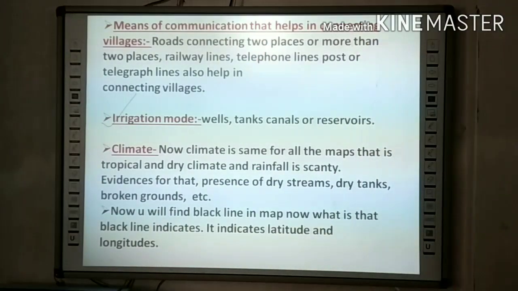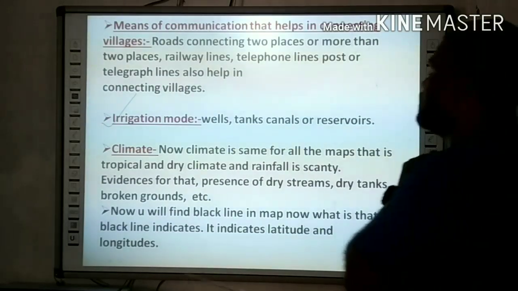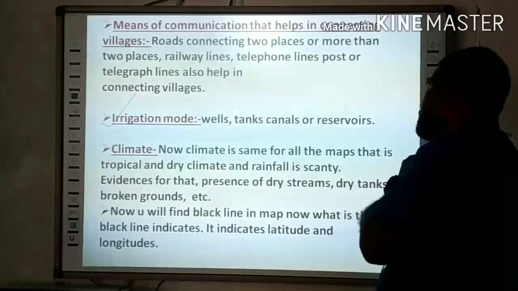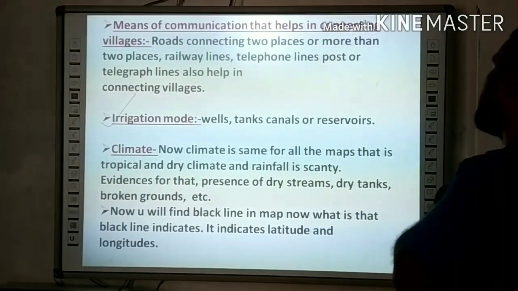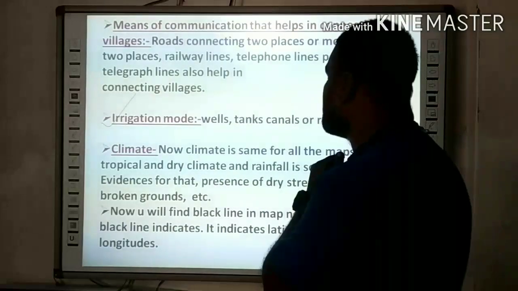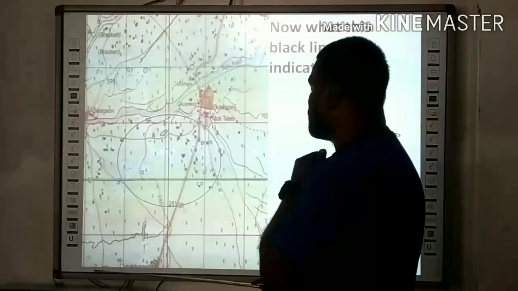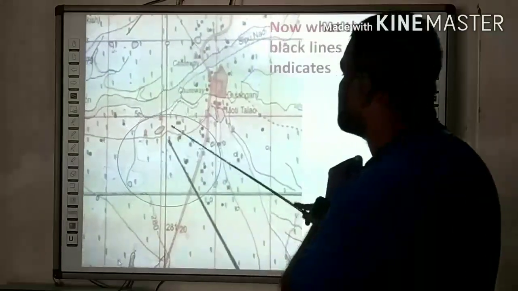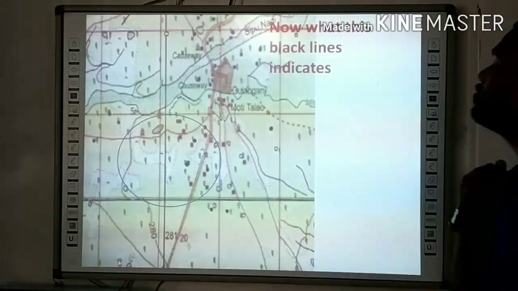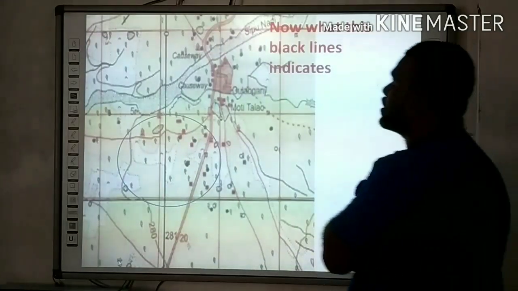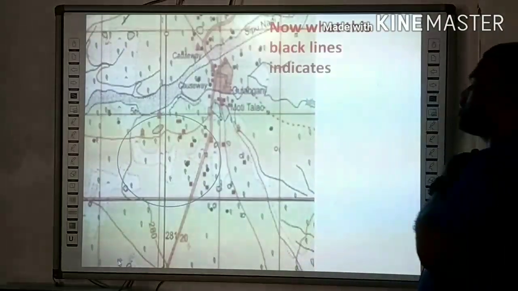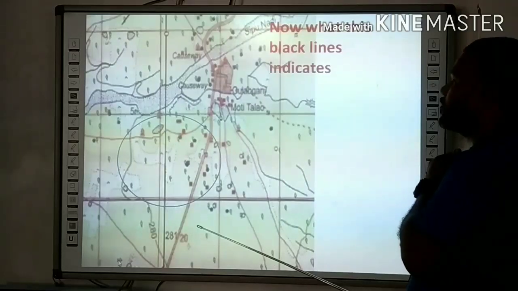Now you may find a black line in the map. What does this black line indicate? It indicates latitudes and longitudes. Say for example this one. Can you see these black lines crossing each other? These black lines are latitudes and longitudes.